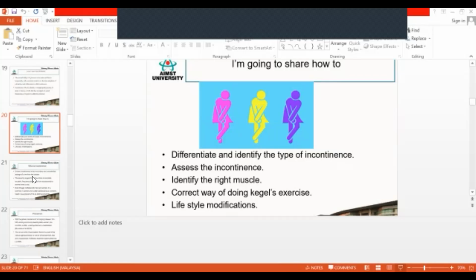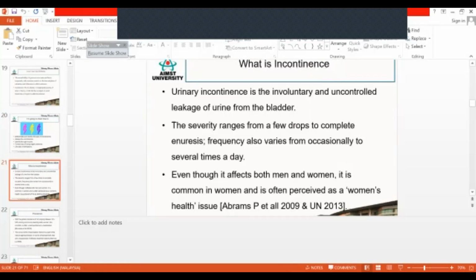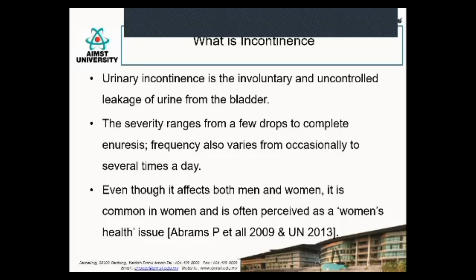So the first is incontinence. We know there is a little amount or a complete loss of urine without considering the environmental factor and without considering the sociological factor. Okay, so that is called incontinence. So urinary incontinence means the involuntary leakage of urine. On the other side, fecal incontinence is leakage of the feces. Okay, so that is the difference.